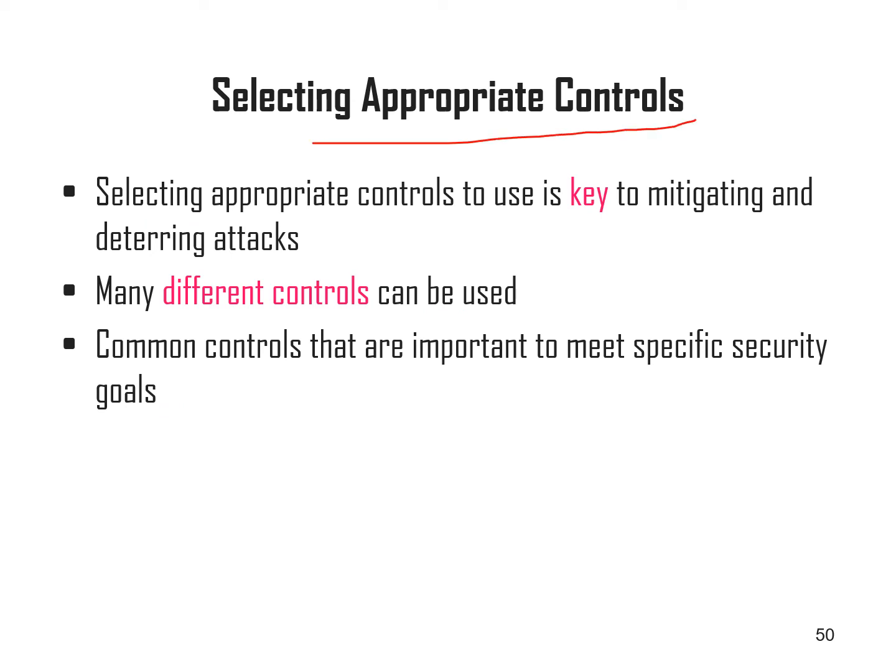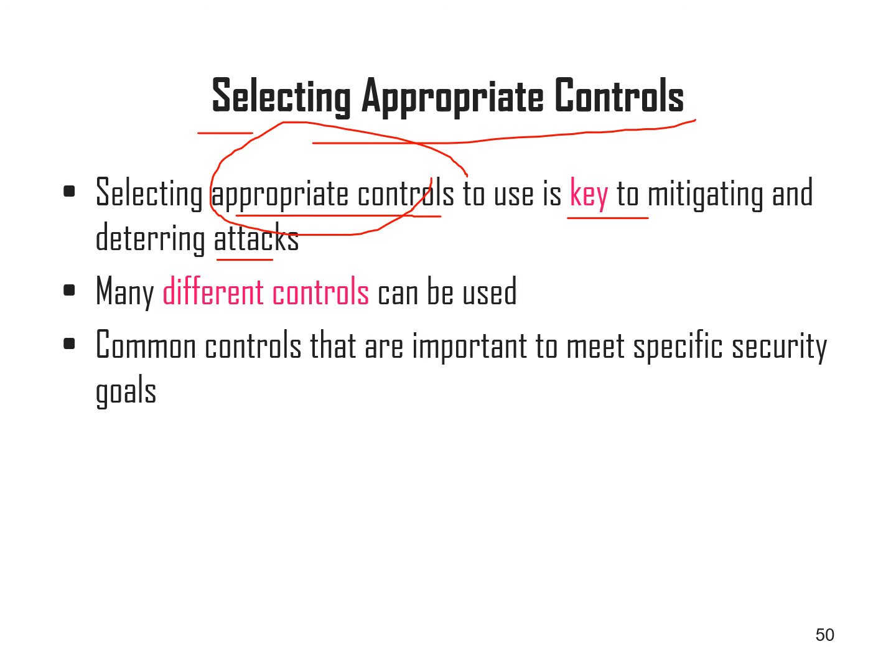So, selecting the appropriate controls. Selecting appropriate controls to use is key to mitigating and deterring attacks. Say, for example, I'm not allowing pop-ups, and I'm blocking pop-ups if I maintain that control in my browser. So it is mitigating the number of malicious applications that get entered into my system.